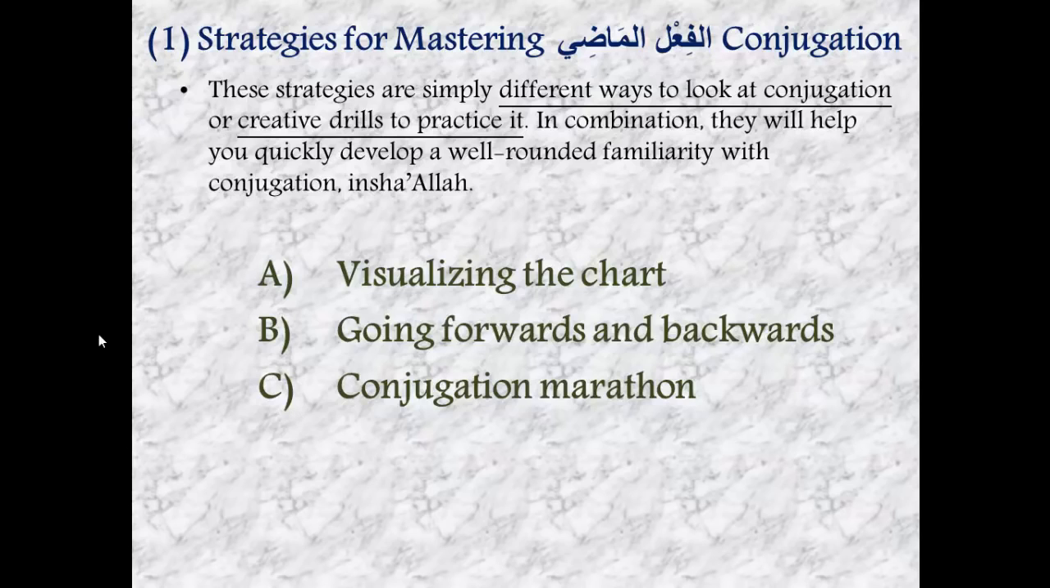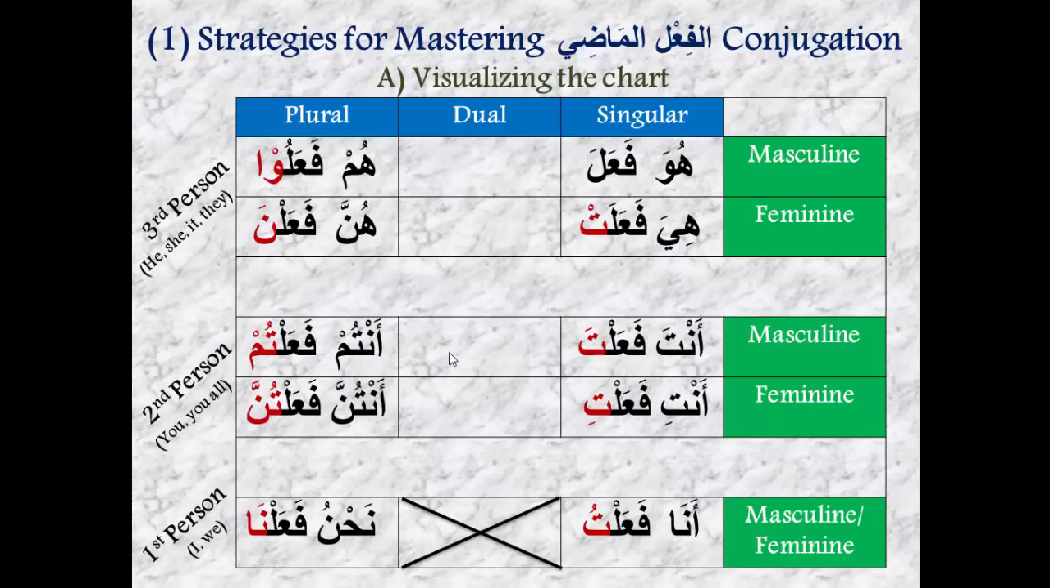Basically, there are different ways for you to look at conjugation or creative drills to help you practice conjugation. In combination, all 3 strategies will inshallah help you develop a well-rounded familiarity with the various rules and patterns. What are these strategies? Number 1, visualizing the chart. 2, going forwards and backwards. And 3, what I would like to call the conjugation marathon. Strategy number 1, visualizing the chart.